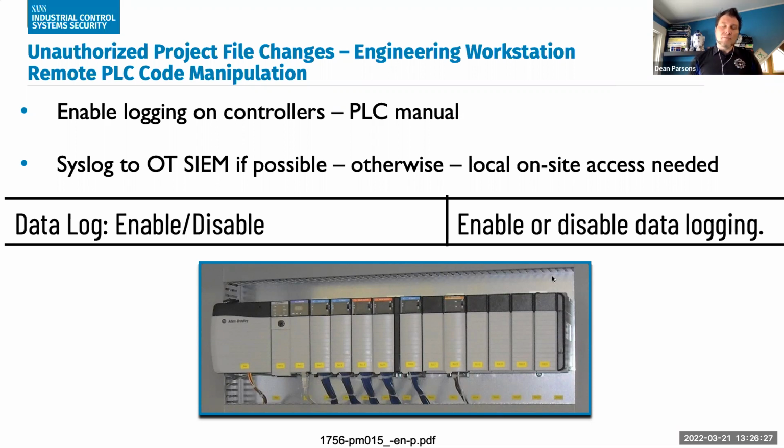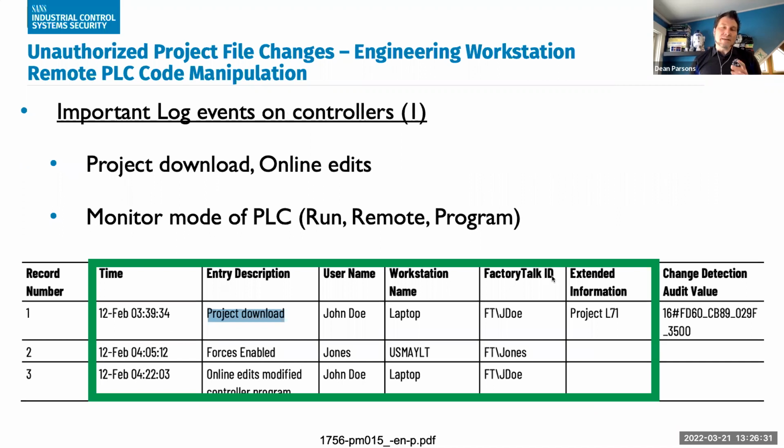Now, there's several of them, and there's two we really want to get out of the gate first and foremost. And these are any project file downloads into the environment and any, of course, online edits. So even if the controller is in run mode, you can still edit in some cases. So any of those changes should also be logged in the system locally. And again, where possible, getting those off the system to syslog some other place would be the ideal state.